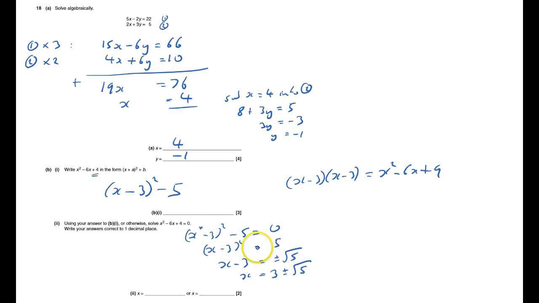And what's it want? Give my answers correct to one decimal place. I've actually got to work it out. So then x will equal 3 minus root 5, or 3 plus root 5. And this will be 0.7639. This will be 5.236. But it gets us to one decimal place. So to one decimal place, that will be 0.8, because the next number is 6, and this one here, to one decimal place, will be 5.2.